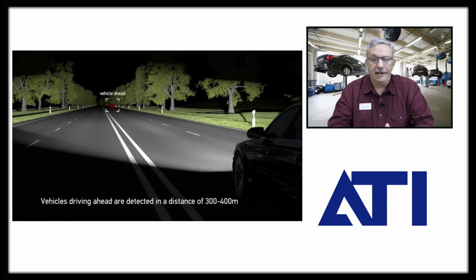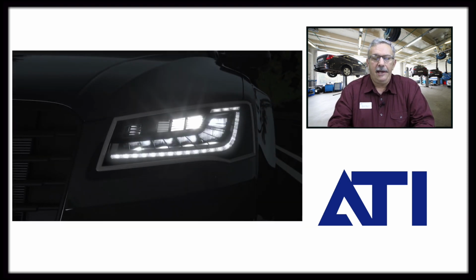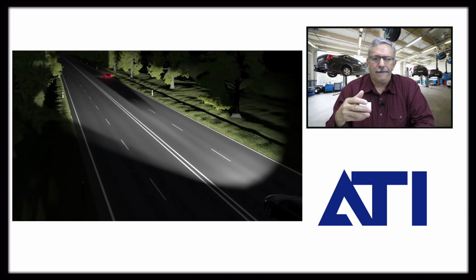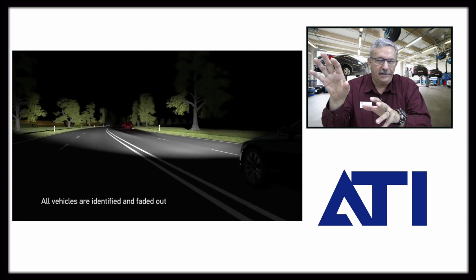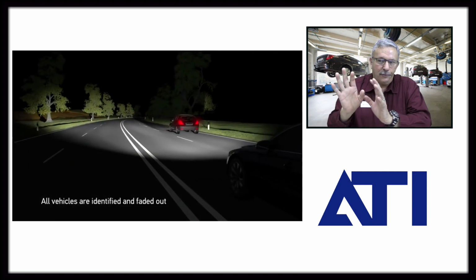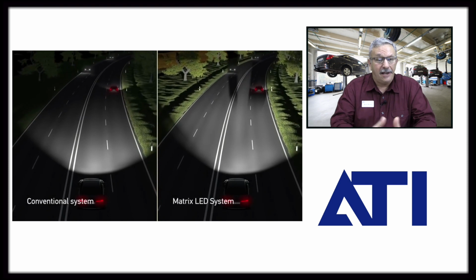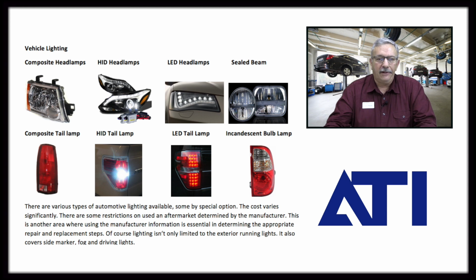It also works off of GPS. So if you're coming to a turn, it will start to light the turn up before you get to it. It has heat sensing, like a FLIR, forward looking infrared, so that it can see if there's a heat element, whether it's an animal or a human, off to the side of the road, and it'll put light on that area. So this is the stuff that we're going to be dealing with, GPS type lighting. The types of lights or lamps that you will see are going to be composite headlamps, HID headlamps, LED headlamps, and of course the traditional sealed beams.